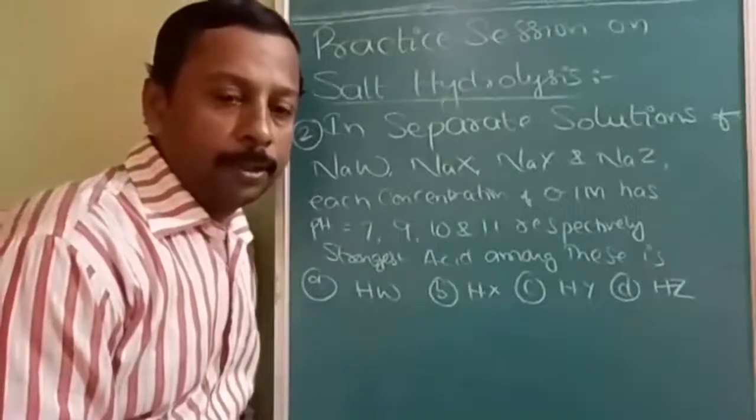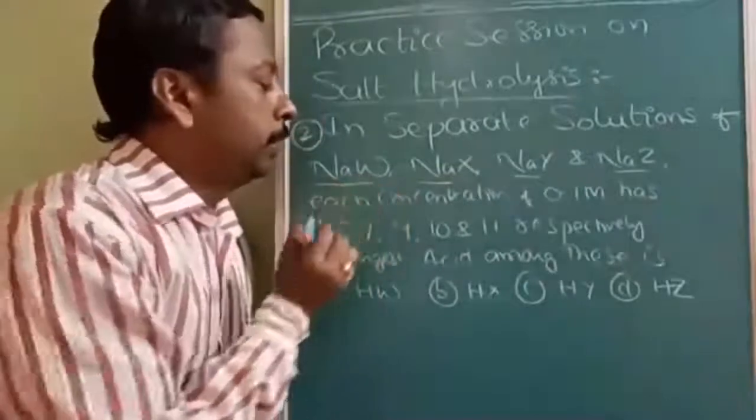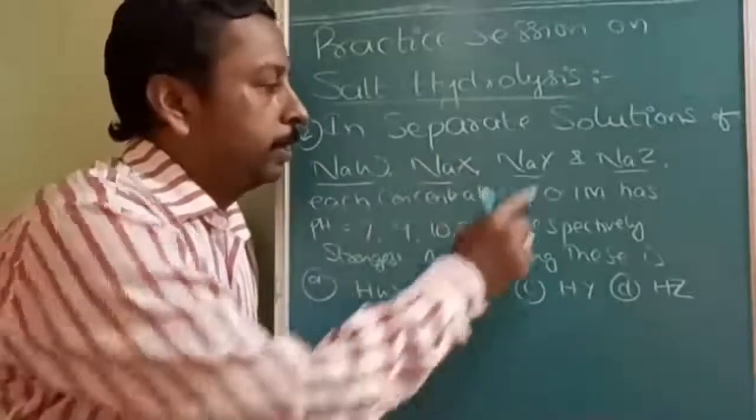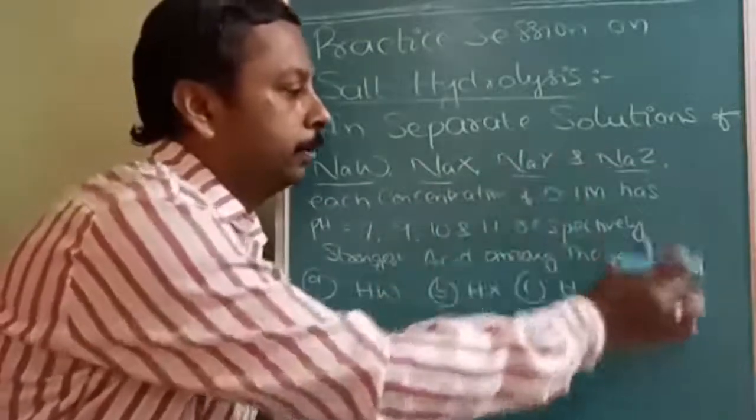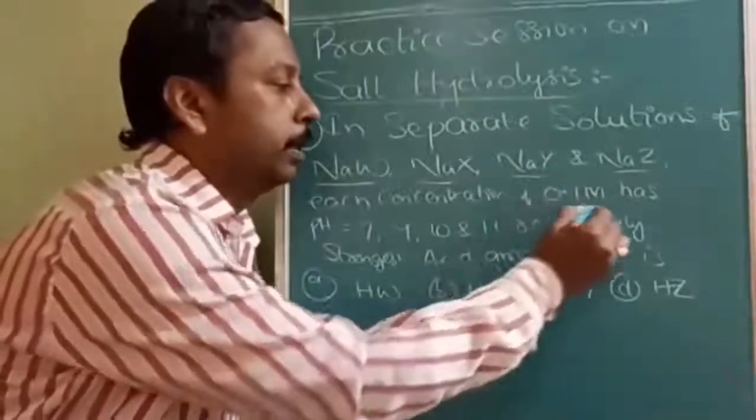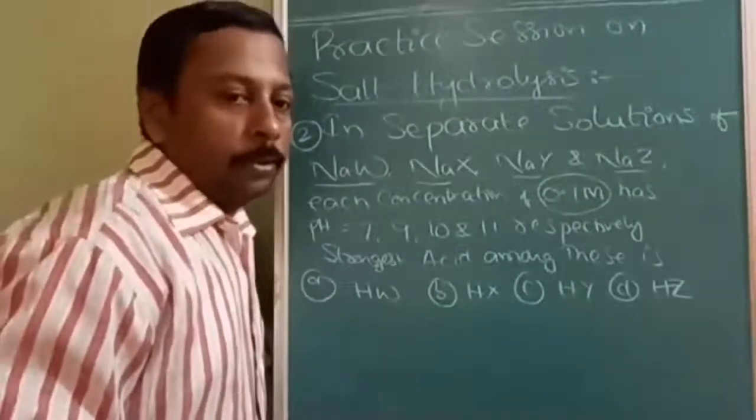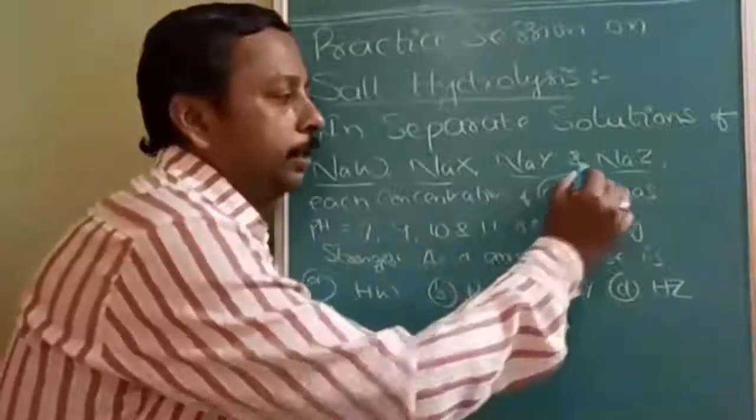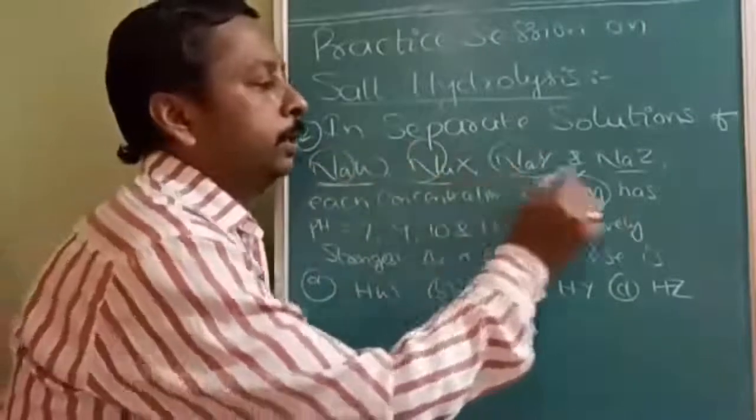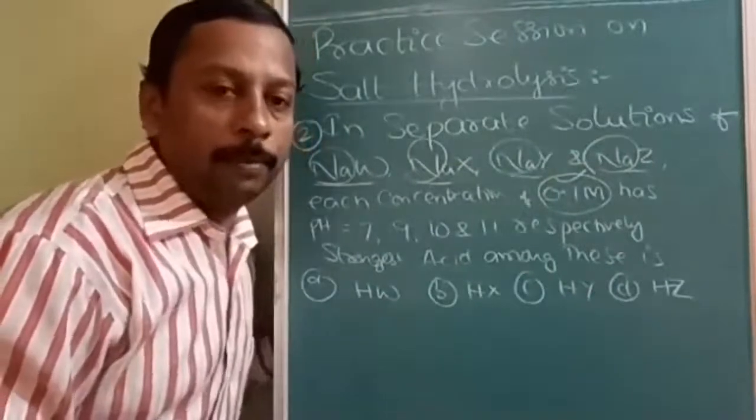Okay, next question. These are the salts, four salts are given. Corresponding to these, this salt is made from HW, this from HX, this from HY, and this from HZ. The salt pH is given with the same concentration. Which is the strong acid? So what are the common things here? Concentration is common, metal is common, so the anion is changing. The anion is responsible for the acid; the acid will provide the anion.